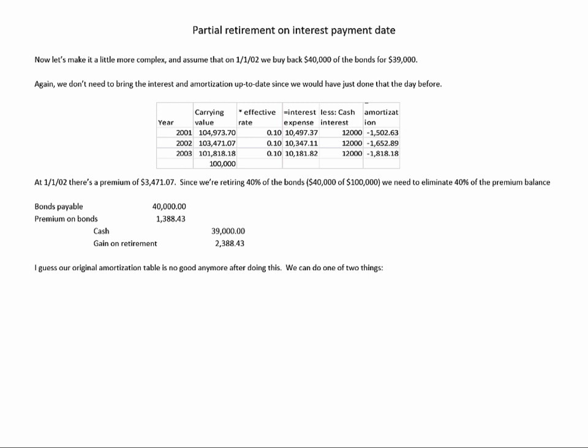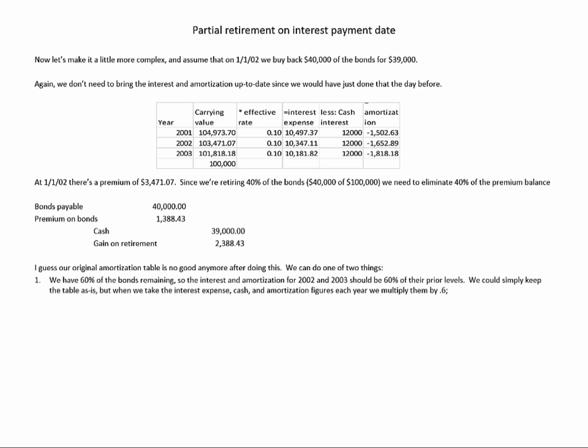And there are a couple of ways we could do this. One, we could stick with our original amortization table and simply say, look, interest expense, cash interest, and amortization are going to be 60% of their prior levels. So the interest expense, the cash interest, and the amortization, we'll simply multiply those by 0.6.